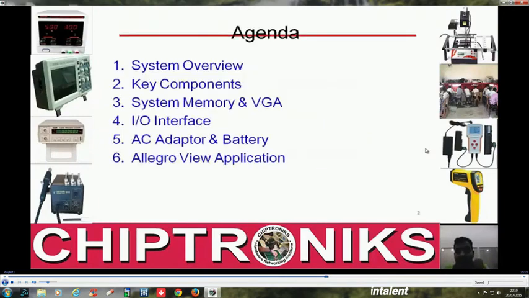And this is the agenda of this topic: we'll study the system overview, key components, system memory and VGA, IO interface, AC adapter and battery, and the Allegro view application developed by Cadence, which is one of the very important software for viewing the .brd files. And these are actually IP protected things, but I will be referring to those just for knowledge's sake.